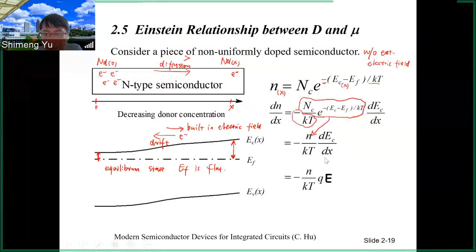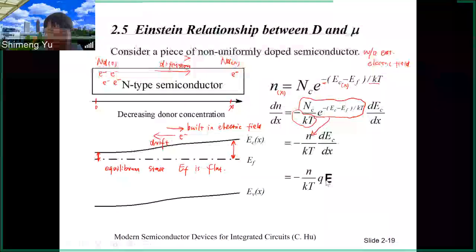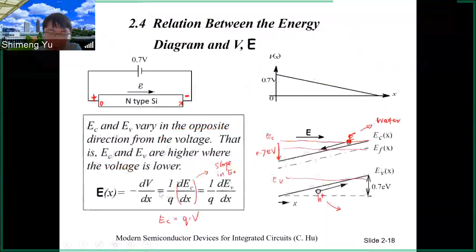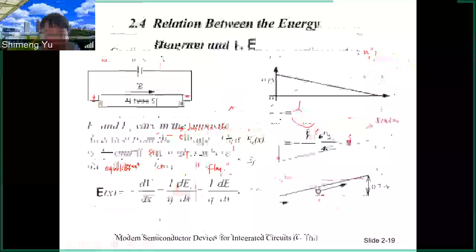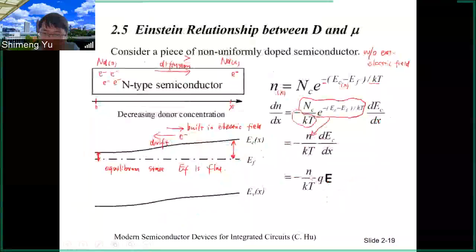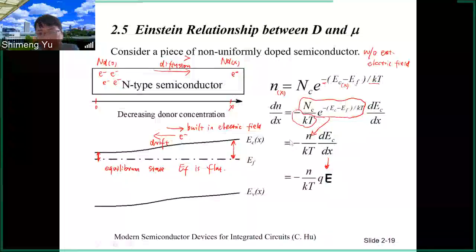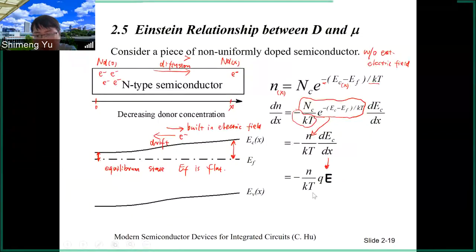And this dEc over dx, what is that? That is a slope, right? Slope of this band edge. So as we said, the slope is the electric field. This is from the previous slide. This field is the slope, but you need to have a q there. From here you have the q, the charge. So that's why you have this. Okay, a little bit complicated, but eventually you get the dn over dx as this term.